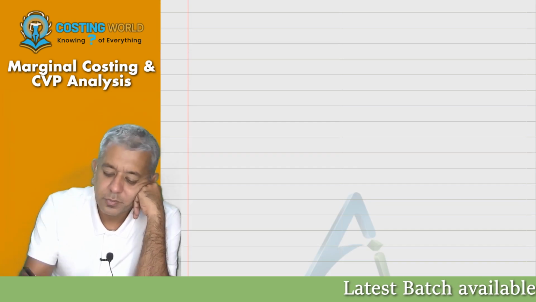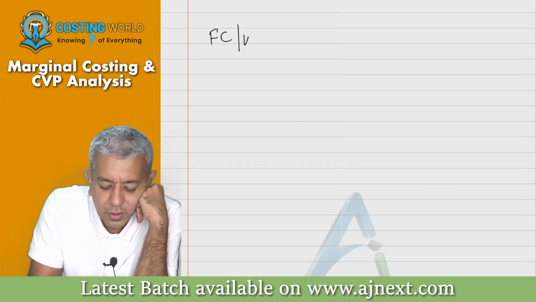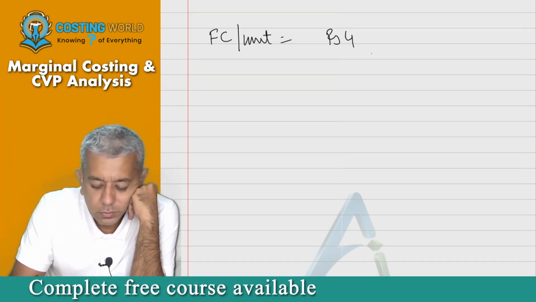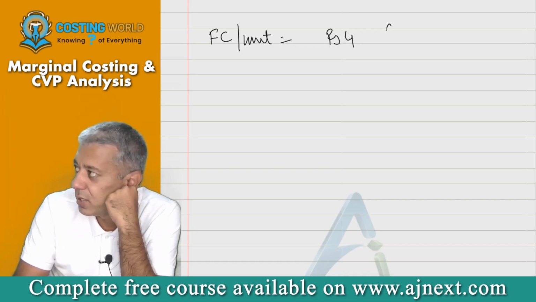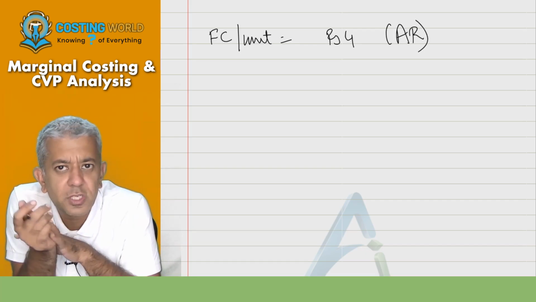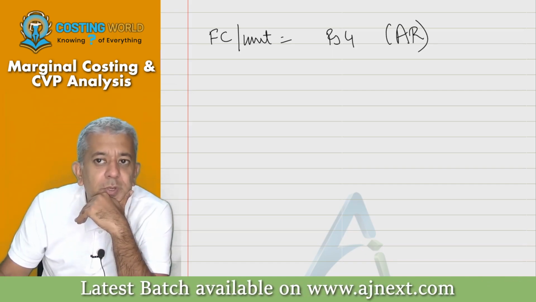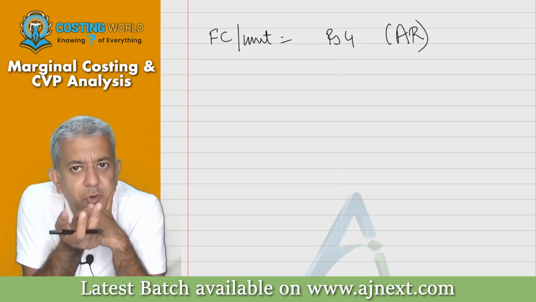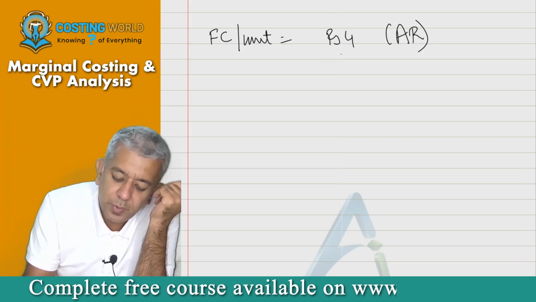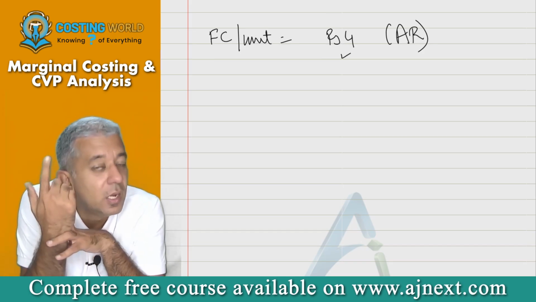See, suppose in any question you are ever given fixed cost per unit is rupees 4. Then obviously this 4 must be nothing but the absorption rate. Fixed cost is never per unit. It must have become per unit in this particular case because we must be following absorption costing. This data is useless. Why?